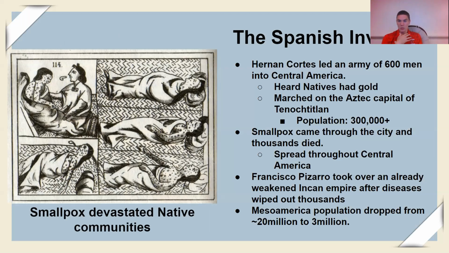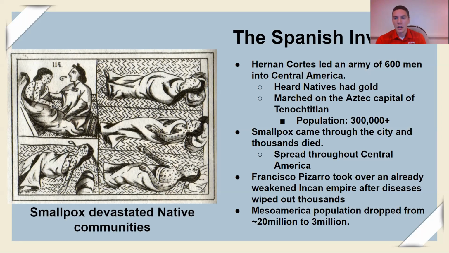Okay, so now that's kind of some background. Remember, our essential question for this part of the PowerPoint is, how does this exploration affect Native American communities? Well, when Hernan Cortez, a Spanish conquistador, comes into Central America, he brings an army of over 600 men. He heard that there were natives who had gold there, and so he marched to the Aztec capital of Tenochtitlan, the city whose map we saw at the beginning of the video. Over 300,000 people lived there. So more people lived there than live in Madison, Wisconsin today.